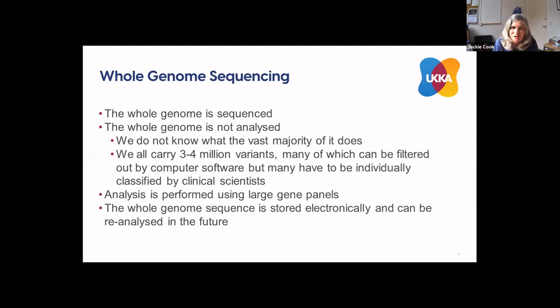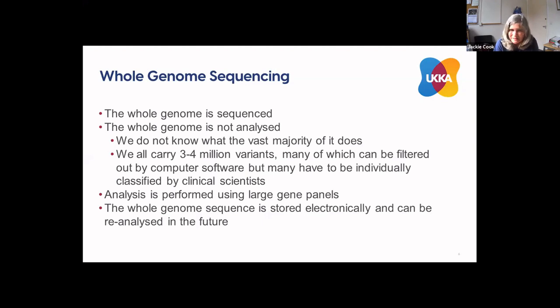Therefore, we use gene panels to analyse. We use large gene panels that consist of all the known genes for a particular condition. Then we use computer software to filter out all the known variants, leaving those variants whose significance is unclear or that have never been seen before. These have to be individually analysed by clinical scientists. So it isn't a whole genome analysis. You still get a panel analysis, but the whole genome is sequenced.